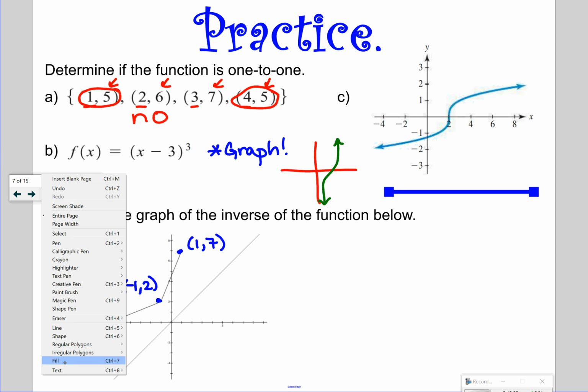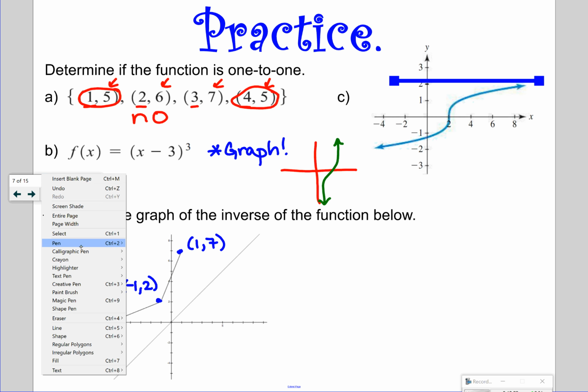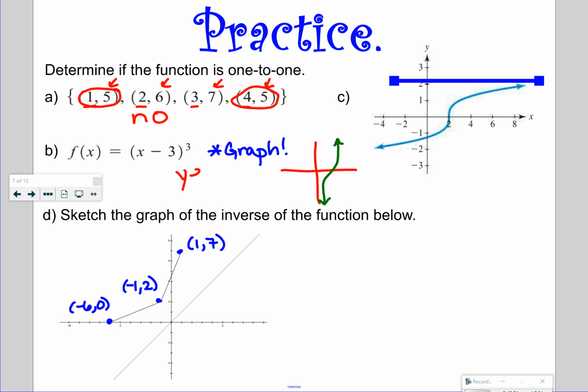So if I do the horizontal line test with this problem, and if you guys have this graphed in your calculator, maybe you just took your pencil or something like that and dragged it up and down, but you can see we only touch one part of the graph at a time. So yes, this is one-to-one. Same thing with C. If I do my horizontal line test, the answer is yes, that is one-to-one. So let's go ahead and label those. Yes and yes.